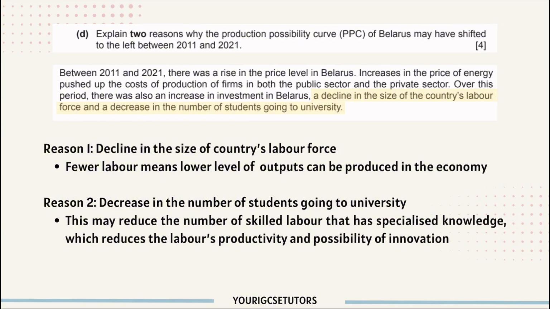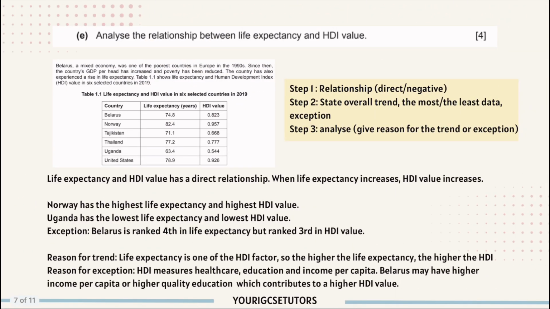First reason is there is a decline in the size of the country's labor force. So fewer labor means a lower level of output can be produced in the economy. So this leads to a reduction in resources. The second reason is there's a decrease in the number of students going to university. This may reduce the number of skilled labor that has specialized knowledge, which reduces the labor's productivity and possibility of innovation.